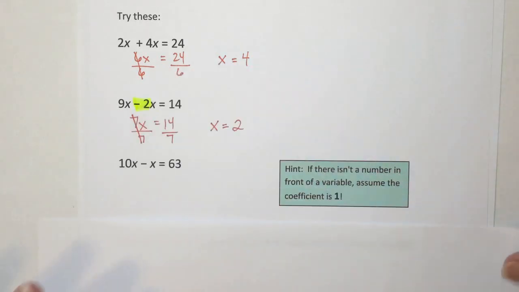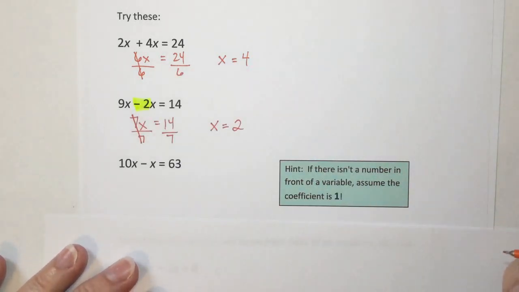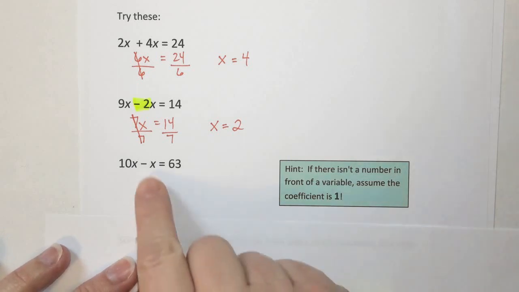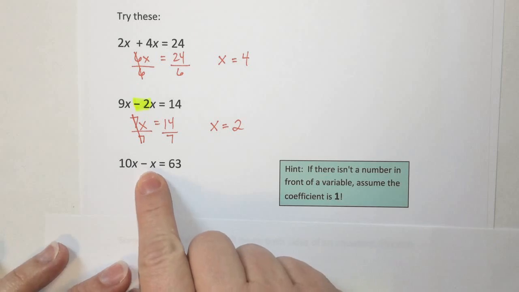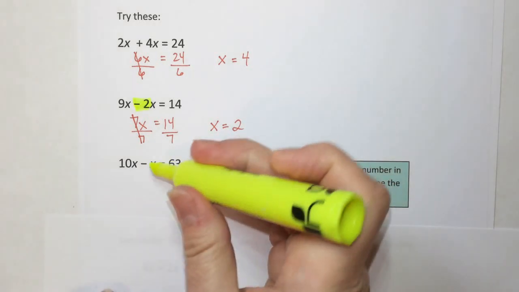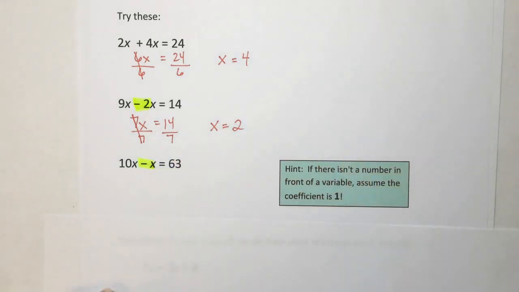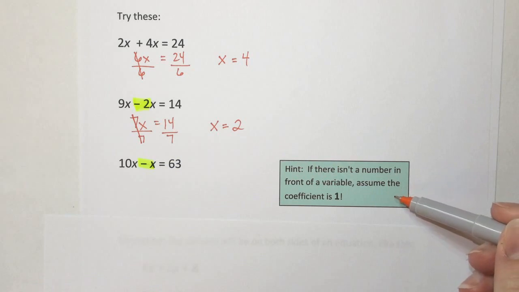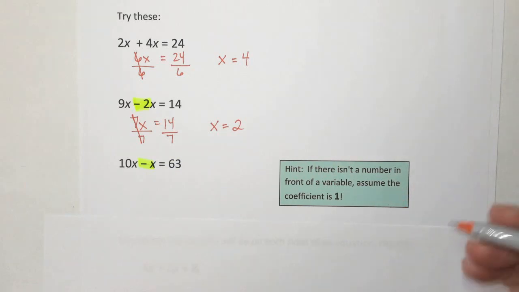All right, let's look at the next one. 10x minus x equals 63. Maybe you're asking yourself, well, okay, I noticed the negative here, but I don't see a coefficient in front of my x. Some of you might already know this, but I have a hint here for you just in case. If there isn't a number in front of a variable, assume the coefficient is 1.